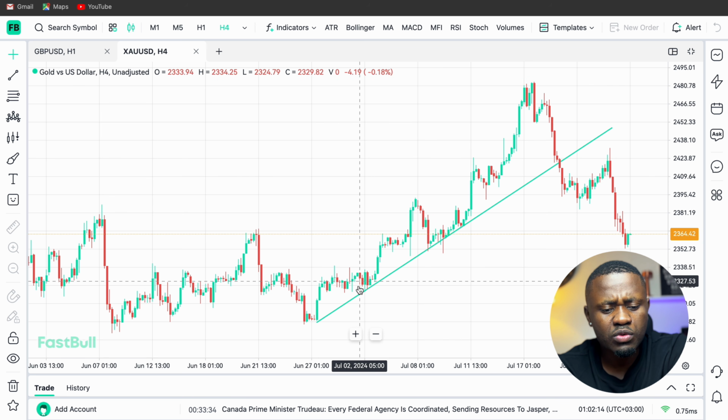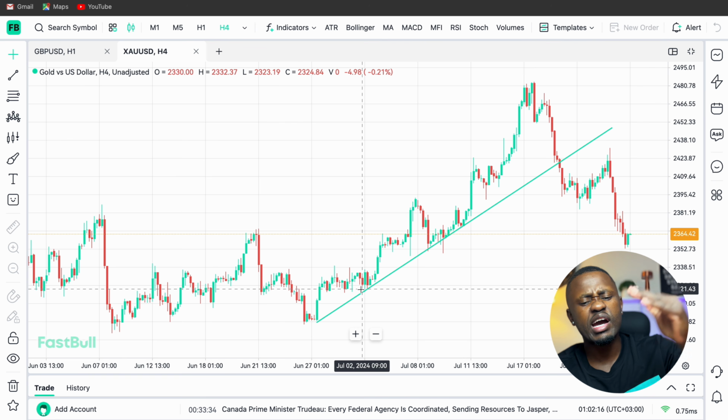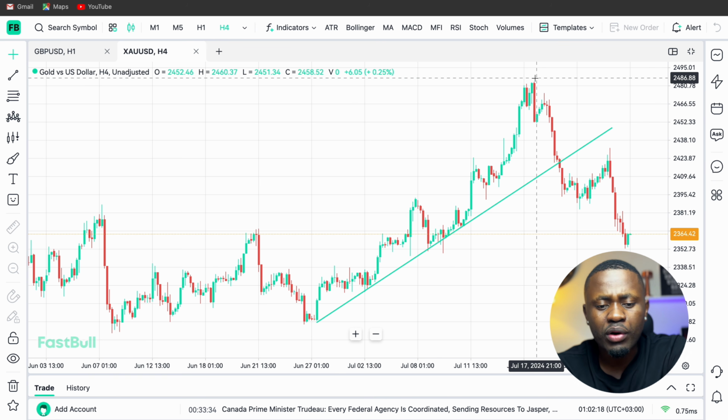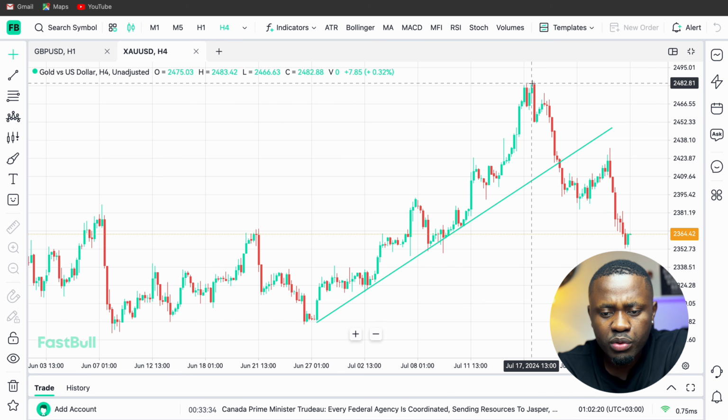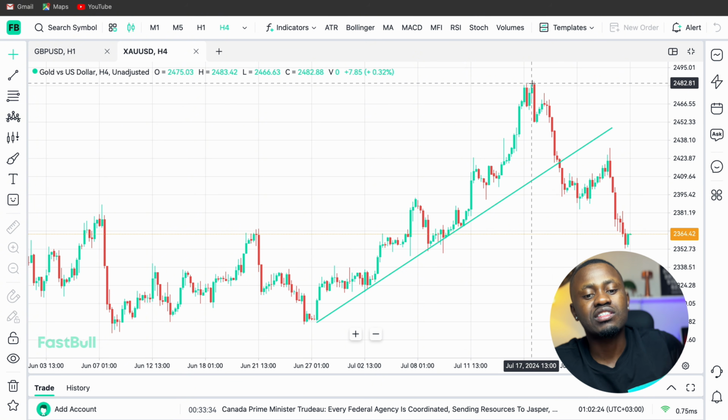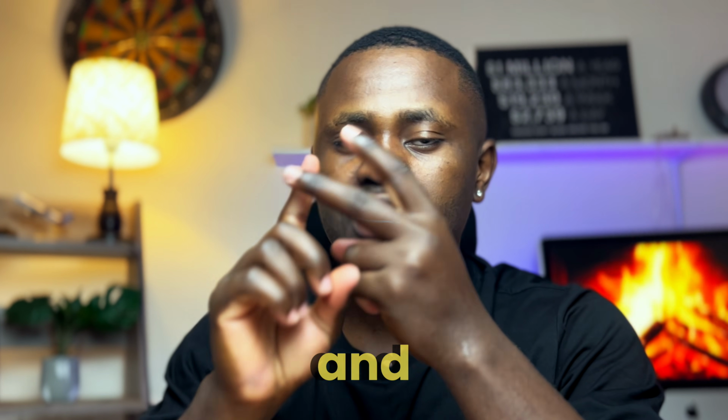So we had price bounce off, giving us those beautiful higher highs and higher lows, as you can see, until price reached this point right here. And this price was $2,482 per ounce. This was the price of gold, and this was the all-time high. Now, you need to note one thing, guys. For me, anytime when I'm trading gold, I consider two things: an aggressive trade and a less aggressive trade.